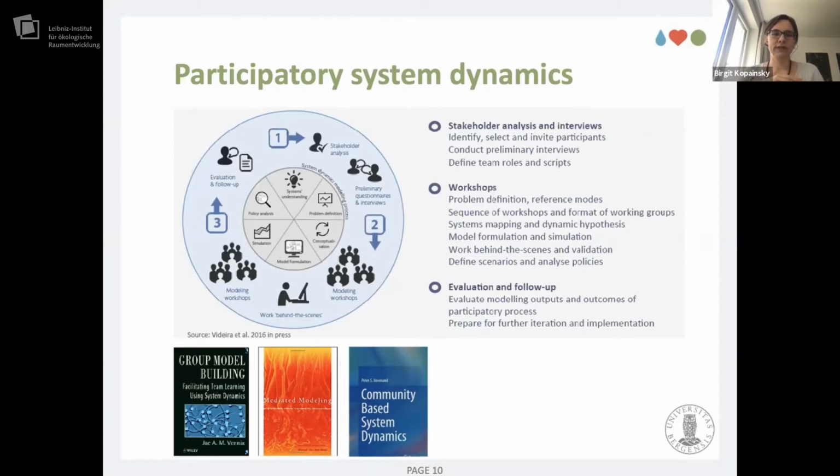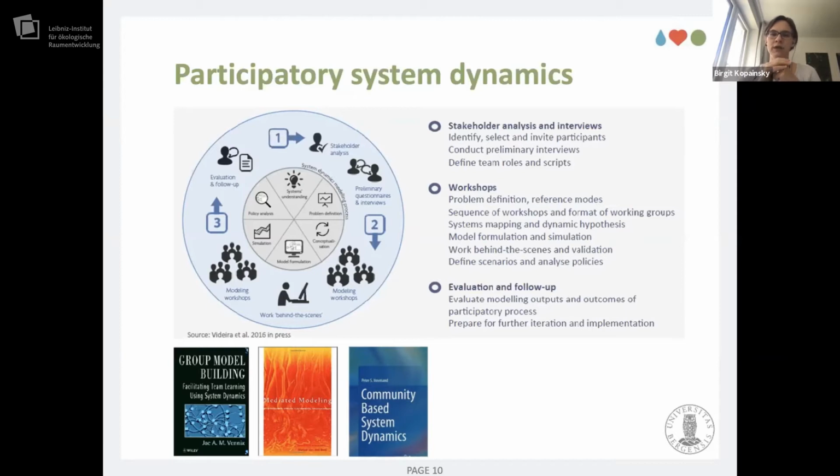We can call this group model building or participatory system dynamics or community-based system dynamics. If you really want to dig into the finer details of what the difference is between these approaches, we can go there. But for our purposes today, it's just important that, especially when we talk about transformation and sustainability and changes in decision rules and in behavior, participation and engagement of stakeholders along the entire modeling process seems pretty important.